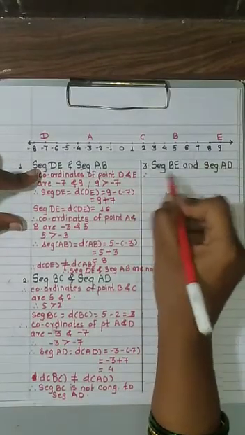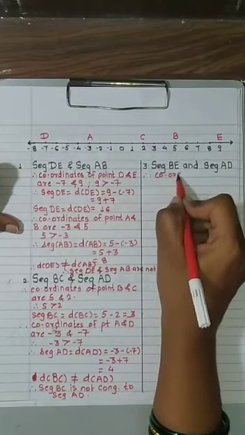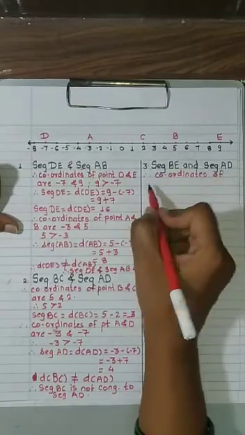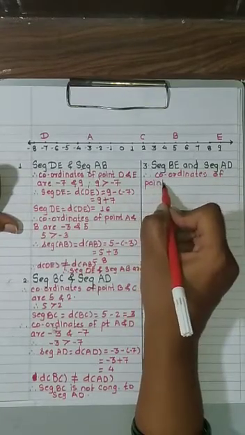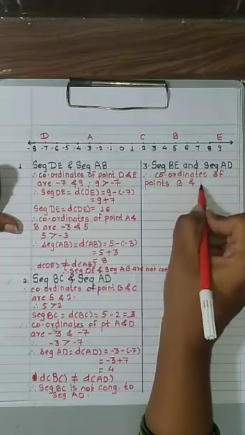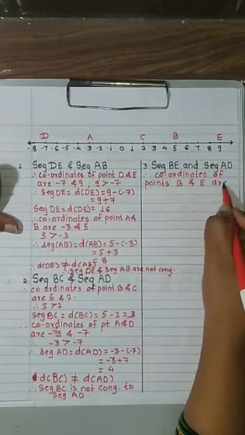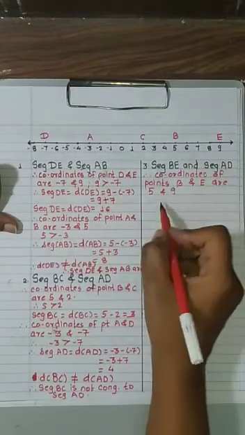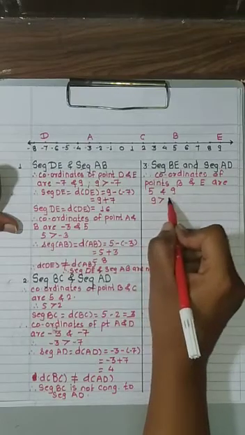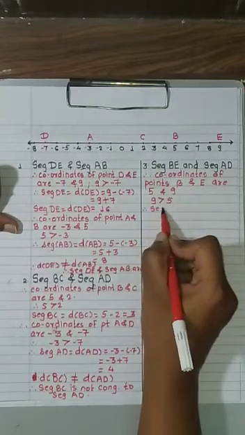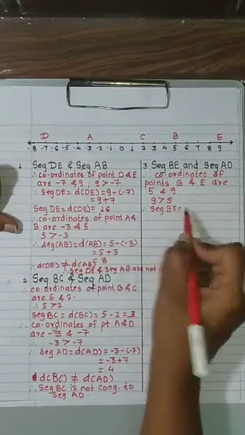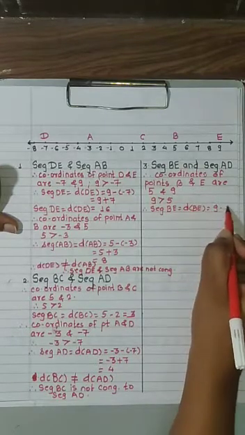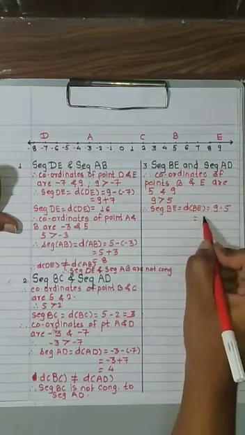Okay, now we'll see third one. Now let us write down coordinates of B. Coordinates of points B and E are, now you can see B is 5 and E is 9. Now you can see 9 is greater than 5. Therefore segment BE is equal to distance BE is how much? 9 minus 5. Therefore 9 minus 5 is 4.